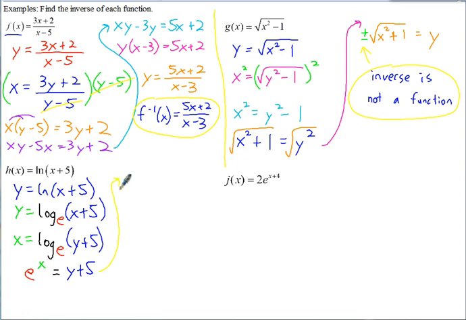And then, to finish solving it for y, you just subtract the 5. You get y equals e to the x minus 5. Make sure you write that 5 down low so it doesn't look like it's up in the exponent. And this one, since our original function was h of x, we'll write as inverse of h equals e to the x minus 5.